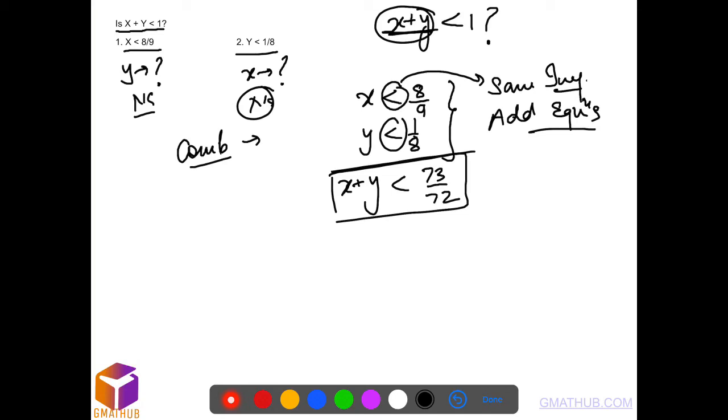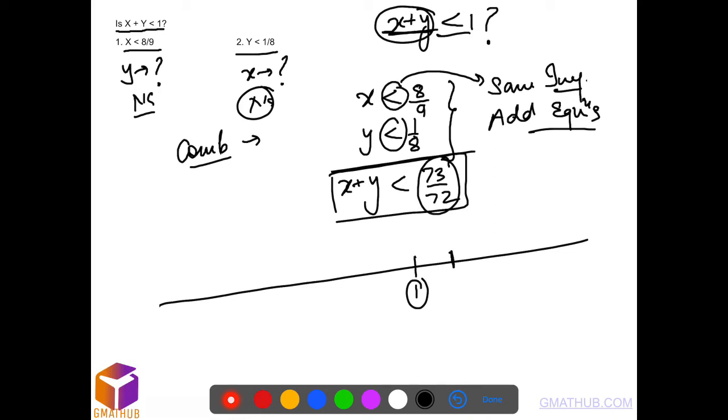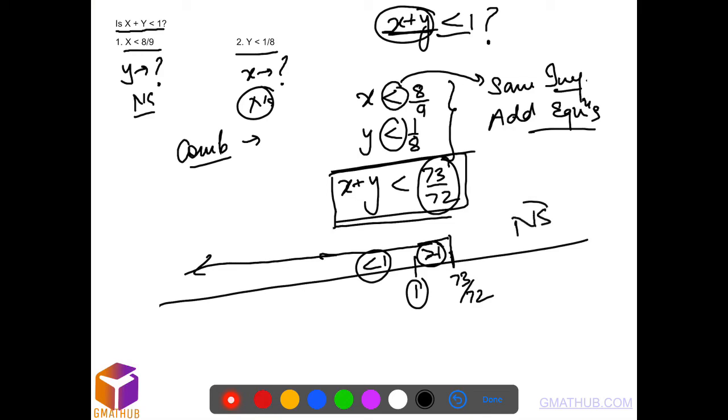Now the question is, is it less than 1? Let's say this is 1. Now 73 by 72 will be slightly bigger than 1. This says x plus y is less than that. But it can still be more than 1 or it can still be less than 1. So both conditions can still happen. So even the combination is not sufficient. E would be your choice.